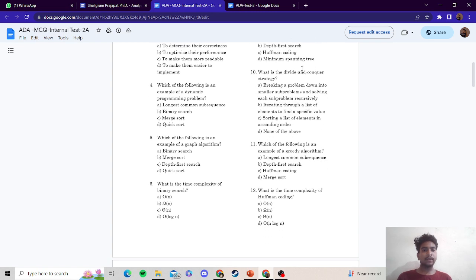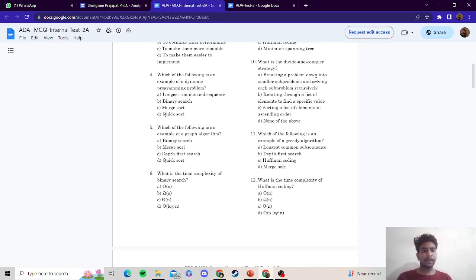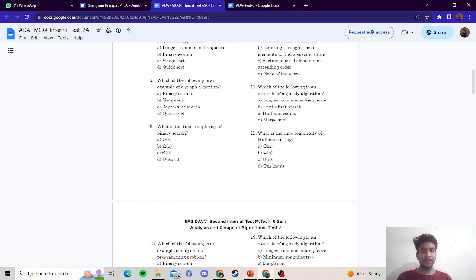So what is the divide and conquer strategy? A, breaking a problem down into smaller sub-problems and solving each sub-problem recursively; B, iterating through a list of elements to find a specific value; C, sorting a list of elements in ascending order; or D, none of the above. So option A is right, breaking a problem down into smaller sub problems and solving each sub problem recursively.